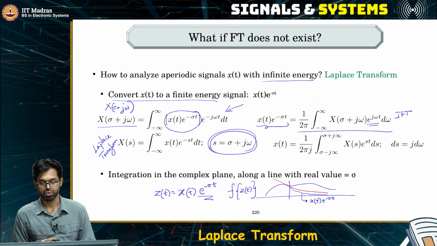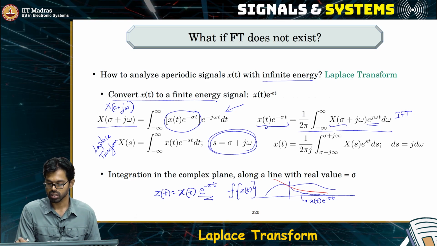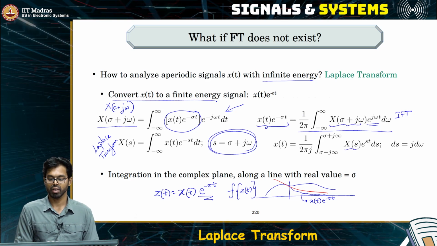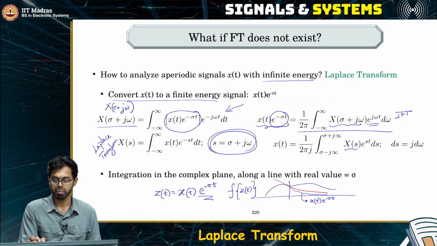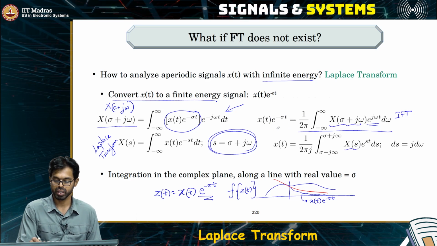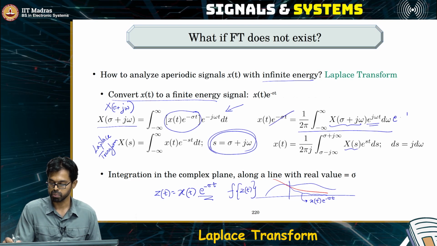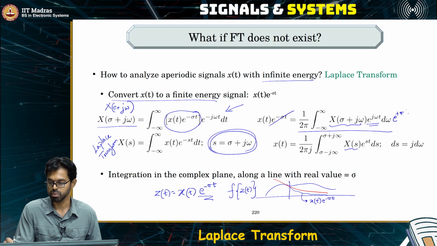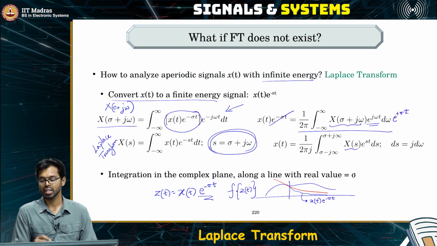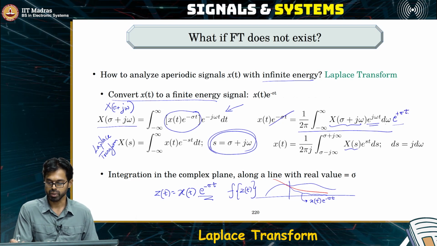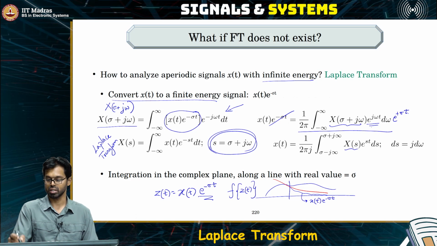This is the inverse Fourier transform. Now we know that this is just X of s, and this e power minus sigma t you can bring to the other side. So if you bring that to the other side, what do we get? You just have e power plus sigma t. Now you can bring this inside the integration because it is only a constant with respect to omega. So you can just bring that within the integration.